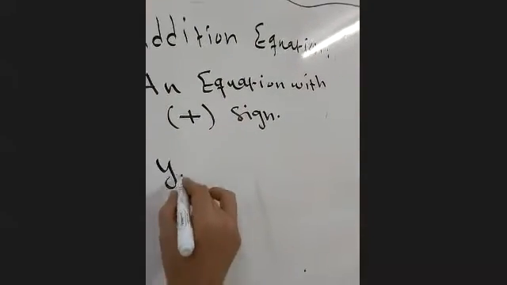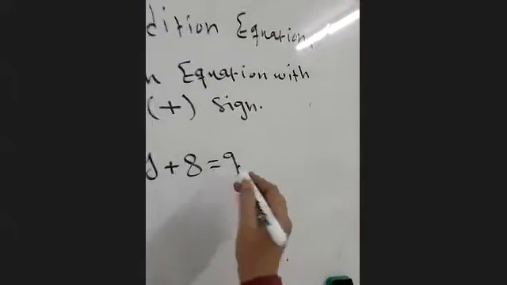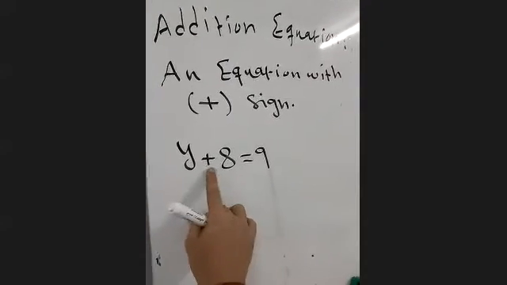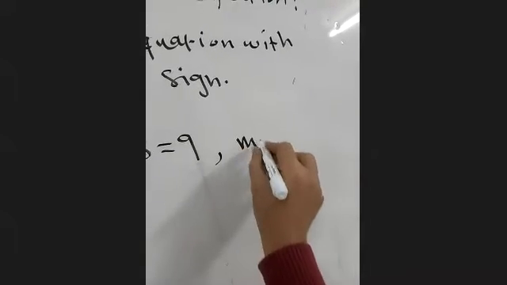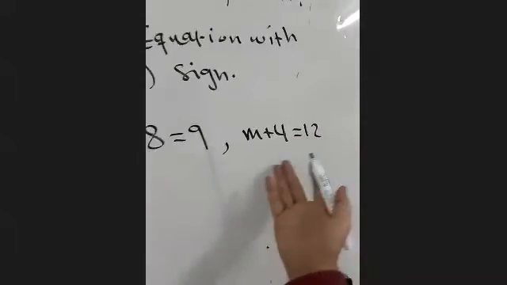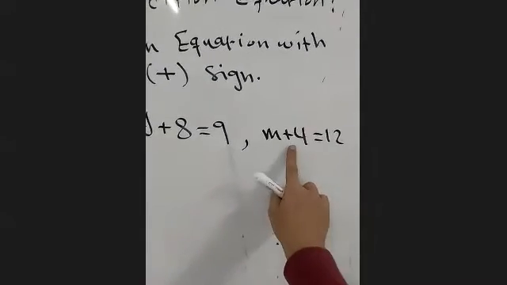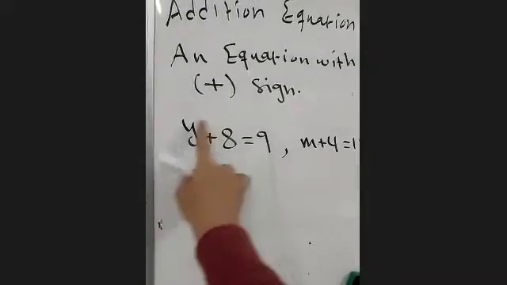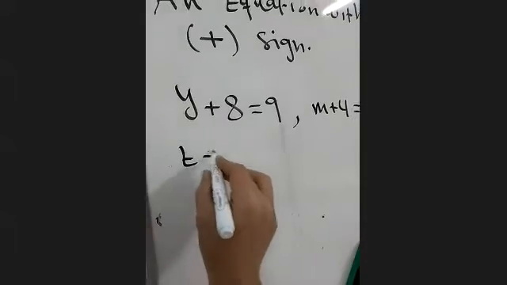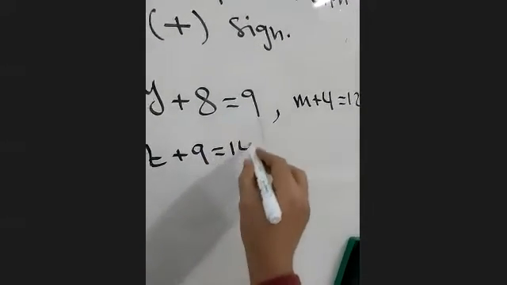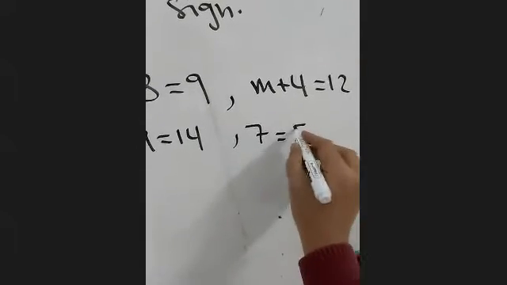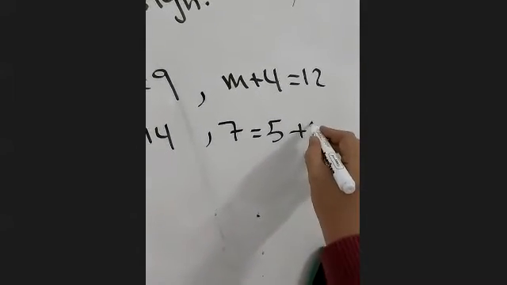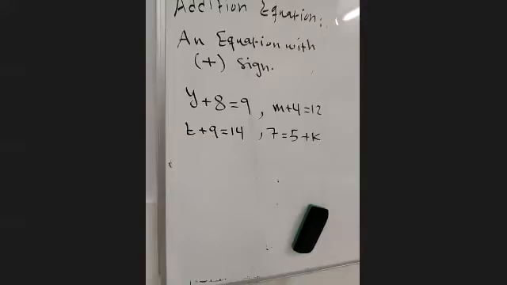For example, y plus 8 equals 9. This we call an addition equation. It has an add sign. For example, m plus 4 equals 12. This is an addition equation. It has an add sign. For example, t plus 9 equals 14. Addition equation. For example, 7 equals 5 plus k. This is an addition equation.